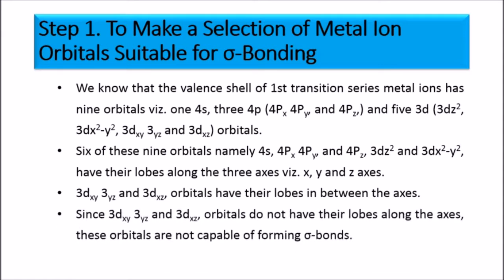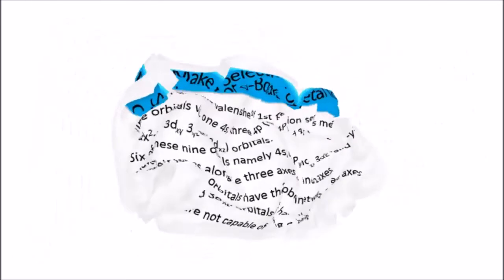Since 3dxy, 3dyz, and 3dzx orbitals do not have their lobes along the axes, these orbitals are not capable of forming sigma bonds because they are far away from interaction with the p sigma orbital of LGO, and therefore that interaction will not result in sigma bond formation here.